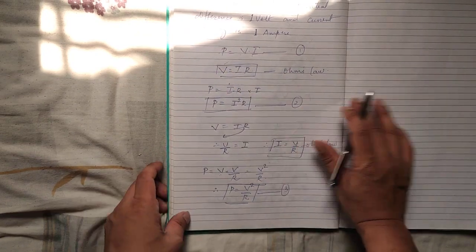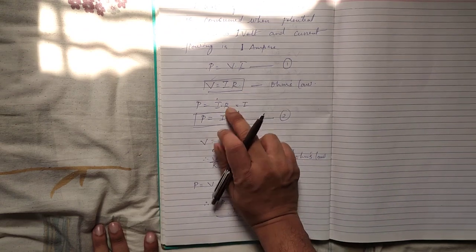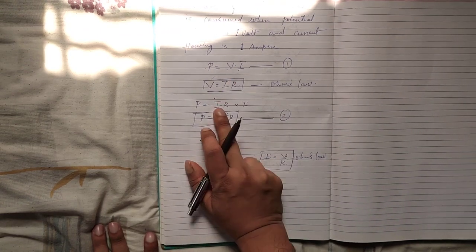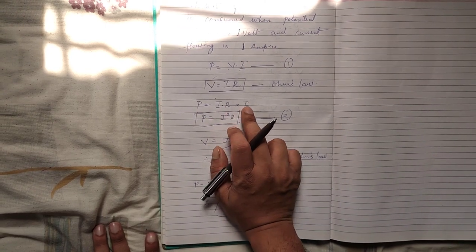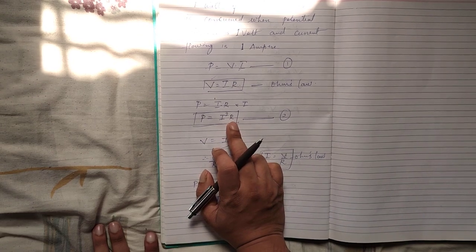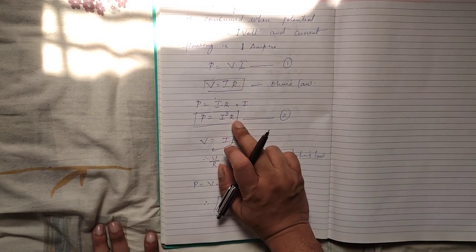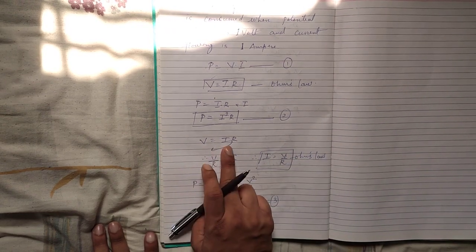So we have power P is equal to VI. We applied Ohm's law. We got the value of V as IR. Substituting that value in power, we get P is equal to IR into I. So P becomes I square R, another formula for power of the electric circuit. In the same way, we have V is equal to IR.